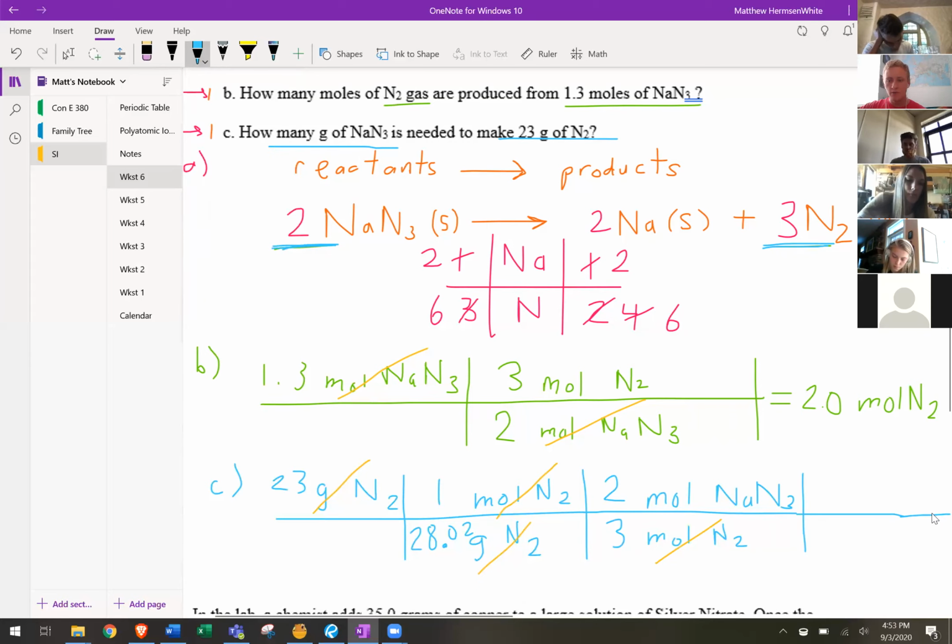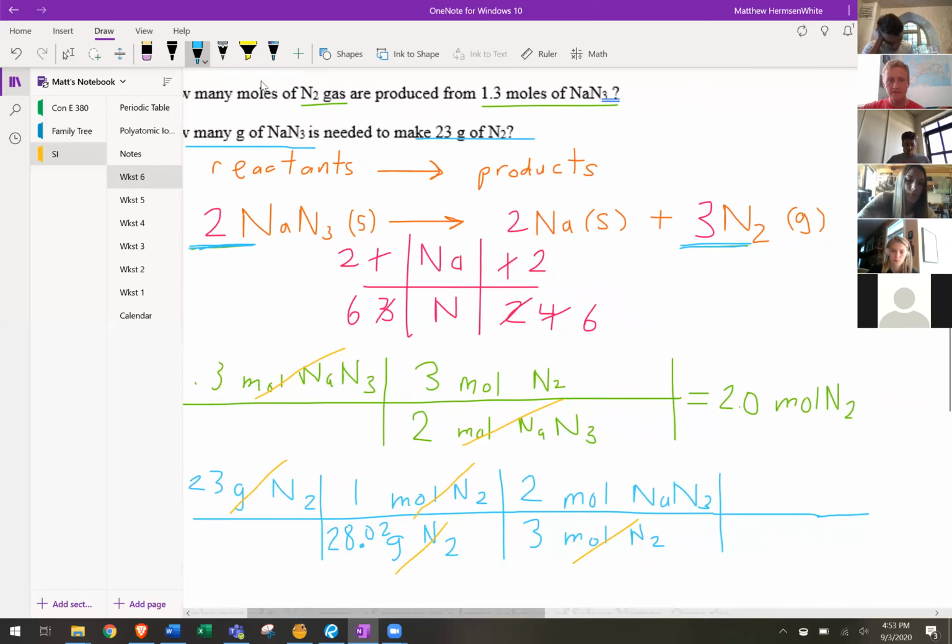And now we are going to use the molar mass of NaN3. So again, put moles of NaN3 on the bottom so that it cancels with the moles of NaN3 on top. And put grams of NaN3 on the top because that is what you desire to go to.